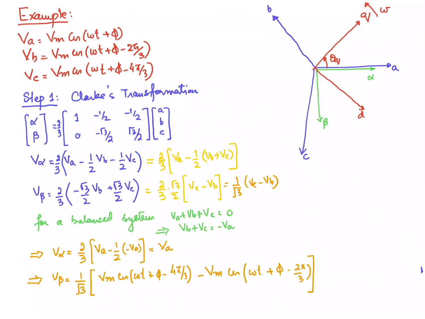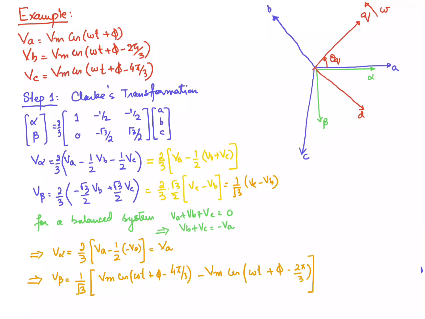Okay, so now using the equation of the Clarke transformation, we can write V alpha equal to 2 by 3 into VA minus 1 by 2 into VB and minus 1 by 2 into VC, and this can be written like this. Similarly, the equation for the beta axis voltage from this matrix can be written like this, and from here we can say that V beta is equal to 1 by root 3 VC minus VB.